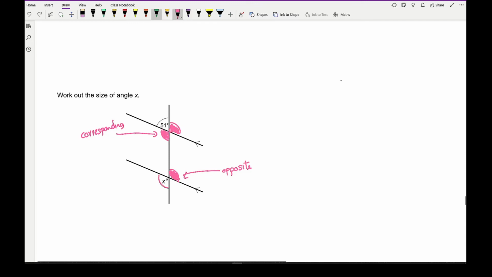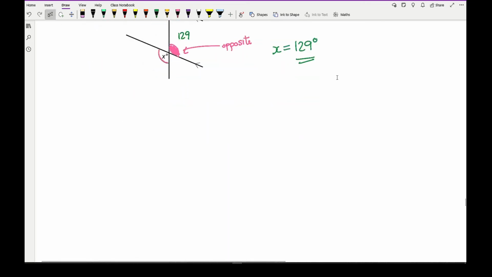So to work out what this angle here is, I know it's on a straight line, so I do 180 minus 51 equals 129 degrees. So this angle here is going to be 129. So if that's 129, this is 129, so x is also going to be 129 degrees. Now, if you've got the answer 129 but you did it in a different way, then that's absolutely no problem at all.